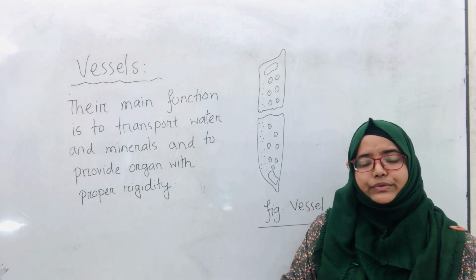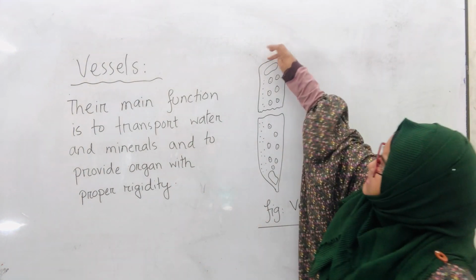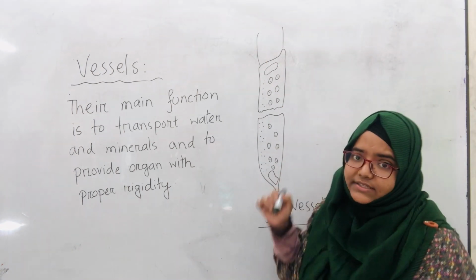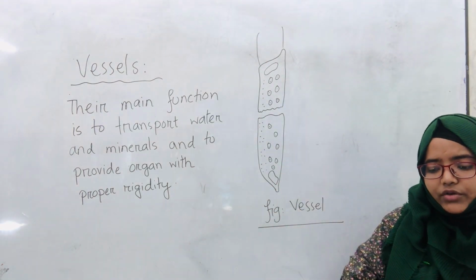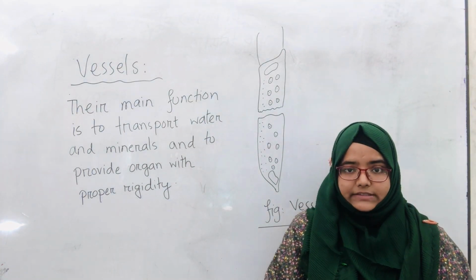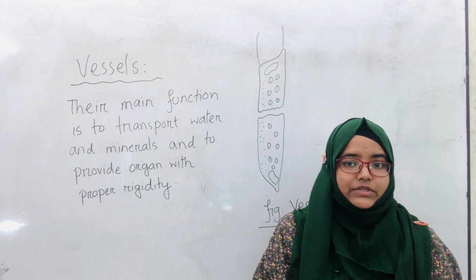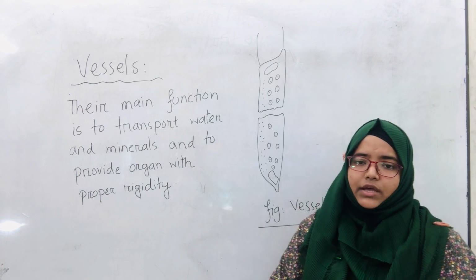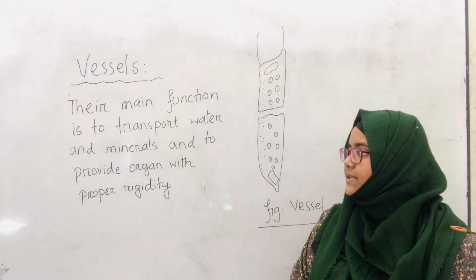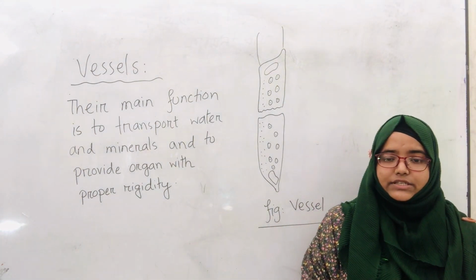So mainly what they do, they meet end to end. The cells of vessel meet end to end and they sometimes make a tubular like structure. So sometimes the length of vessel can be equal to the length of plant. So vessel is mainly found in case of the gymnosperm and angiosperm. And the main function of vessel is to transport water and minerals, and also it provides rigidity to the organ.